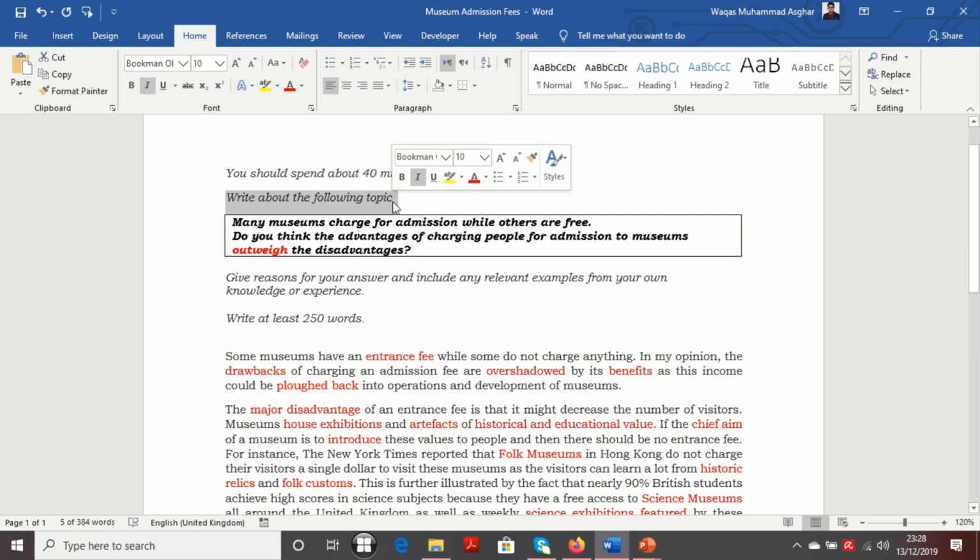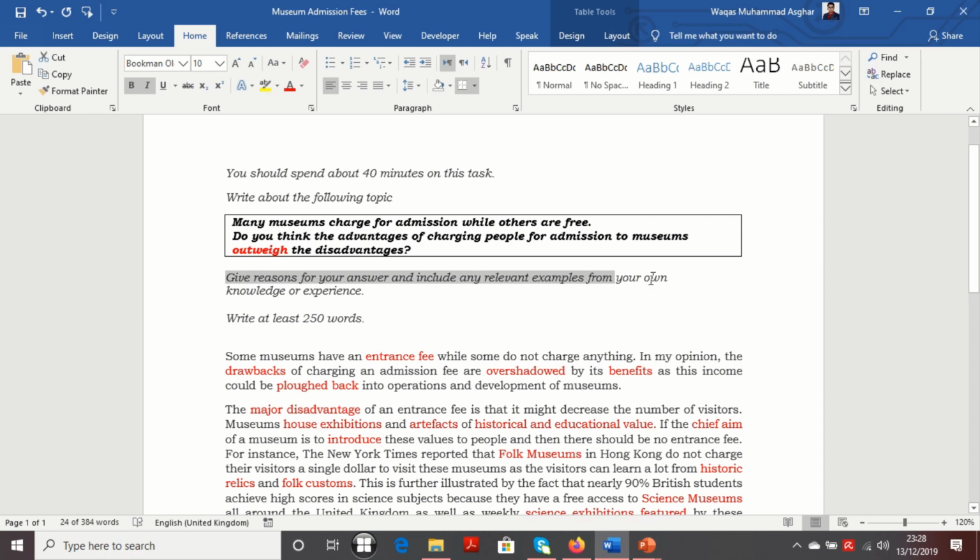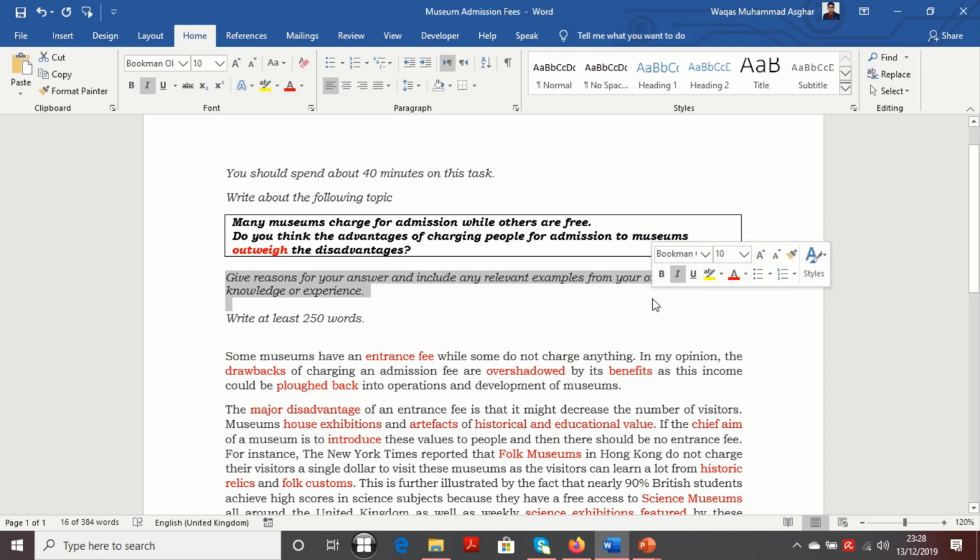Write about the following topic. This is a requirement from an examiner, and because of that you should only write about the topic given in the box. Give reasons for your answer, which means you need to provide explanations, and include any relevant examples from your own knowledge or experience. These are also the examiner's requirements, and we need to fulfill them.